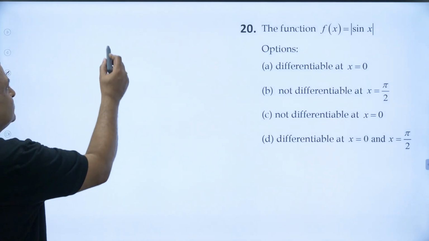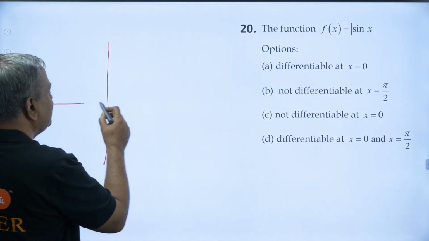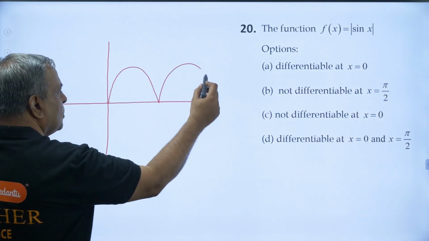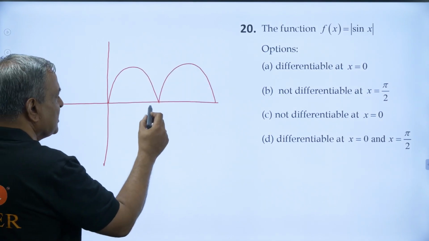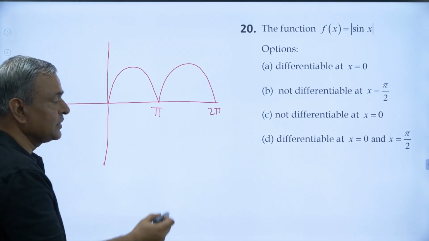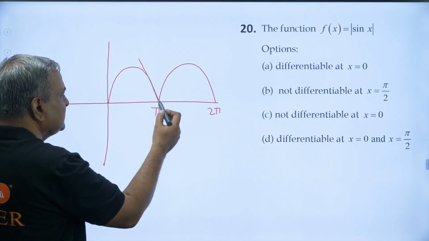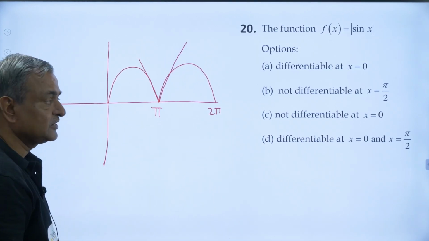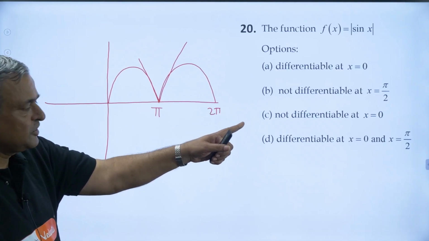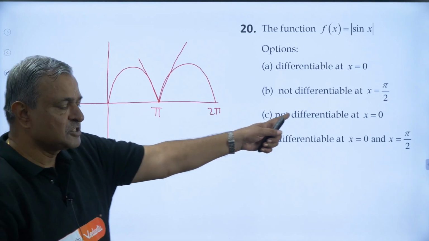Mod sin x. Draw the graph. See, the graph, the more thoroughly you draw it, so many things are clear. So the function is continuous at pi, but not differentiable at 2 pi, because this is the graph. Two tangents you are getting at the same point. So differentiable at x equal to 0, no. Not differentiable at x equal to pi by 2.